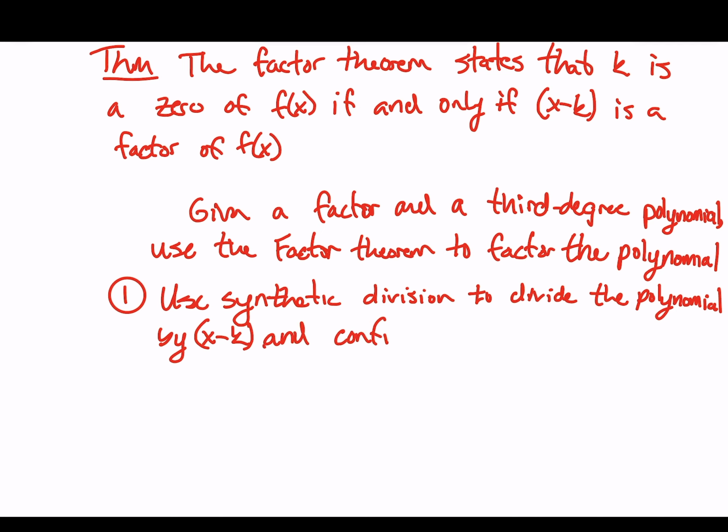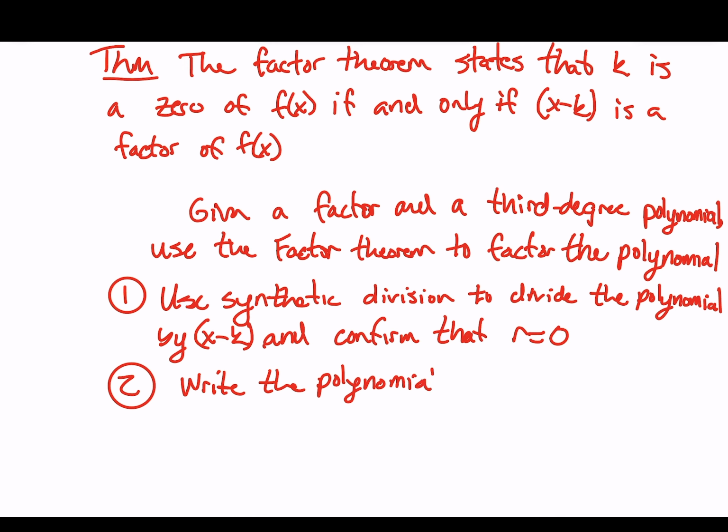And confirm that our remainder is 0. Then what we'll do is write that polynomial as the product of our newfound factor x minus k and the quotient that we found in the synthetic division. So write the polynomial as the product of x minus k and the quotient.